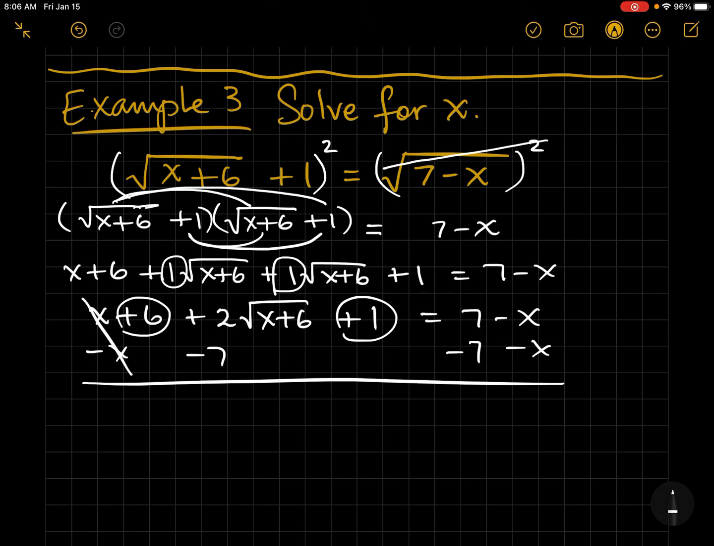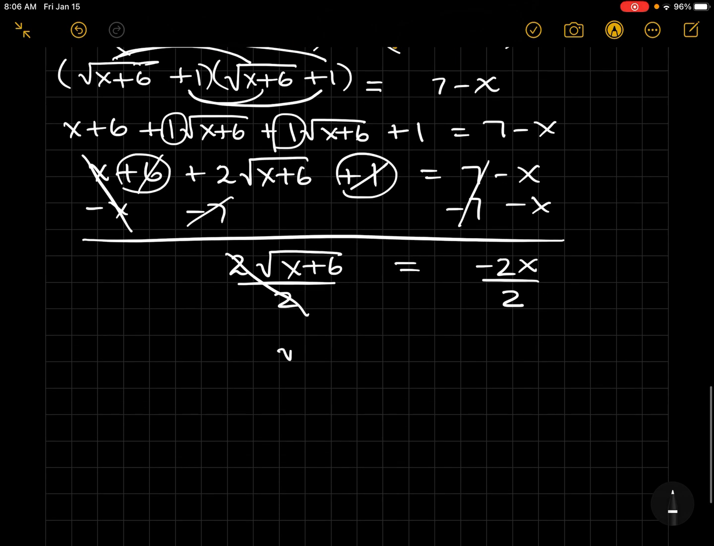That's going to be gone with that. And I'm left with 2 times the square root of x plus 6. That's gone as well. And a negative 2x. Oh, wait a minute. I think I did something funny there. Oh, no, I didn't. That should be fine. Okay, now I'm going to divide both sides by 2. And I get the square root of x plus 6 equals negative x.